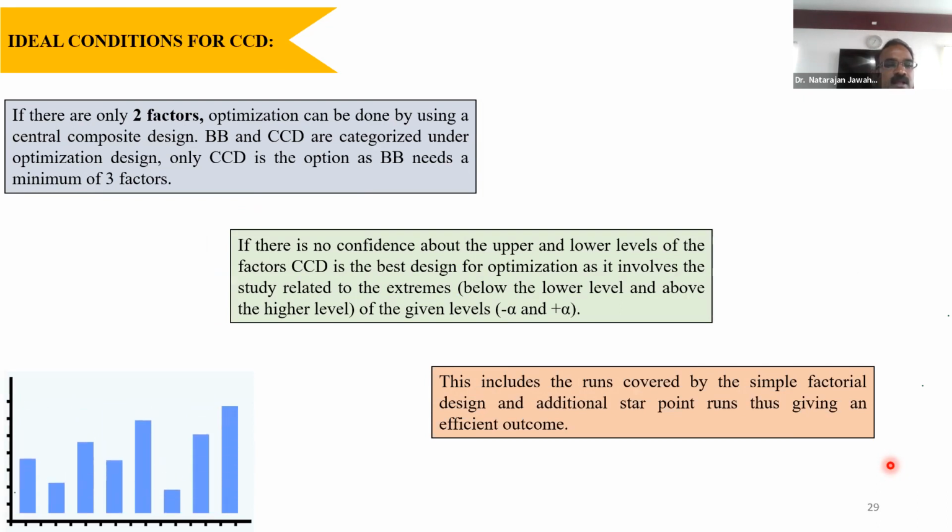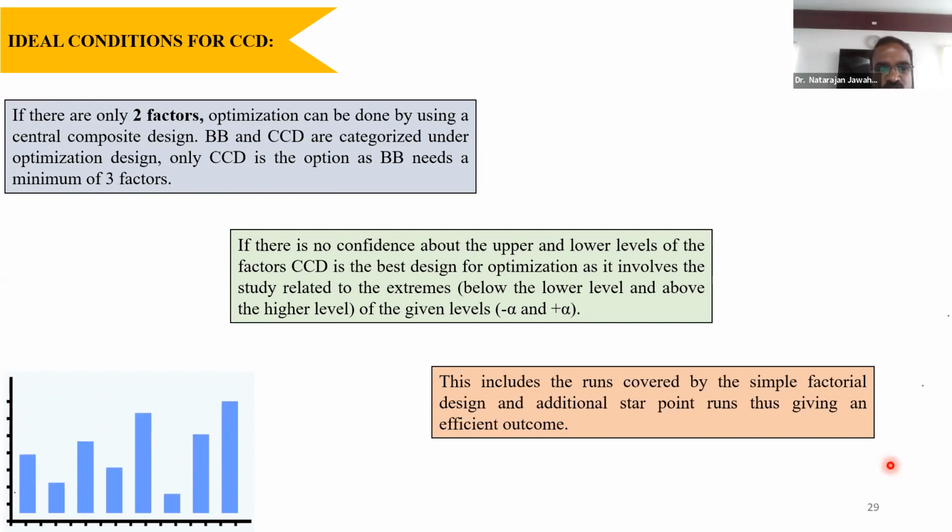No issues. So ideal conditions for CCD: if there are only two factors, the optimization can be done by using central composite design. Box-Behnken and CCD are both categorized under the same optimization design, but only CCD is the option, as BB needs a minimum of 3 factors. If you have only 2 factors, you have to go with central composite design, because for BB you need 3 factors.